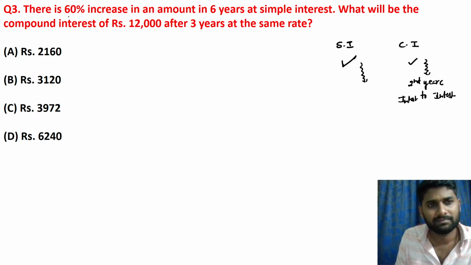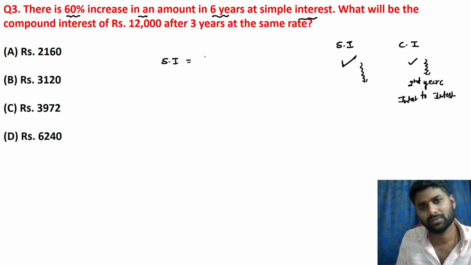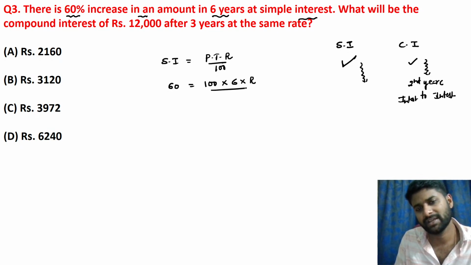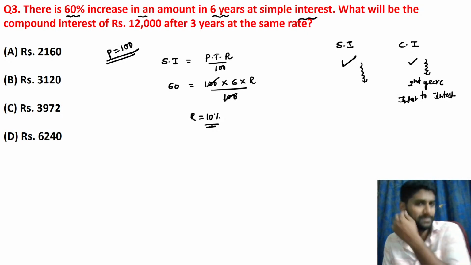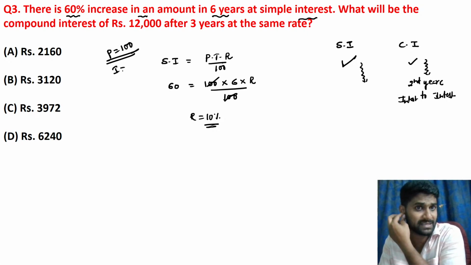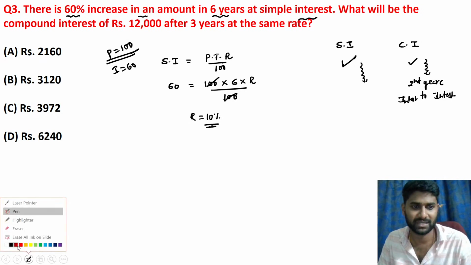Now see, here there is a 60 percentage increase in amount from 6 years of simple interest. Now, you already know that simple interest is exactly equal to PTR by 100. See, it generates 60 percentage more amount. Now the simple interest is exactly equal to 60 units. If I assume the principal is 100 units and the time period is 6 years, we have to identify what is the rate of interest. So you can cancel, and the rate of interest is equal to 10 percentage. We are assuming the principal is 100 units. Now the person gets a 60 percentage increase in his amount, which means the interest is exactly equal to 60 units.